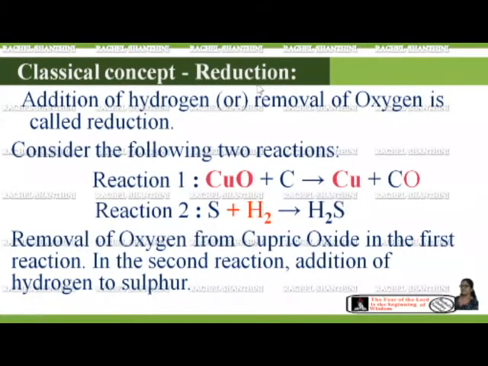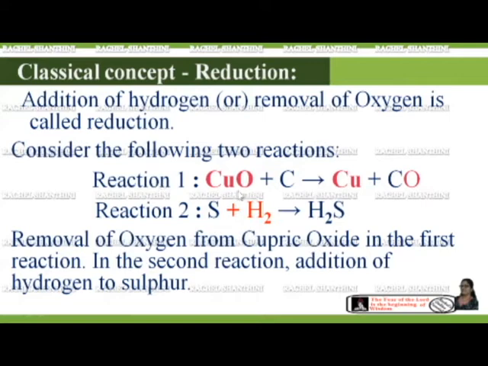Reduction reaction. Reduction reaction is quite opposite to that of the oxidation reaction. Let us see the classical concept of the reduction reaction. Addition of hydrogen or removal of oxygen is called reduction reaction. Consider the following two reactions.